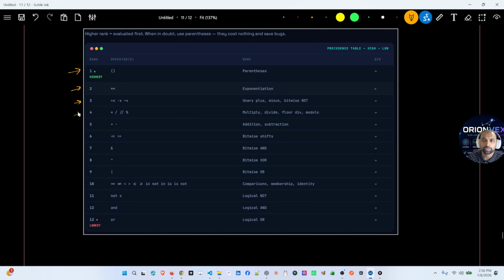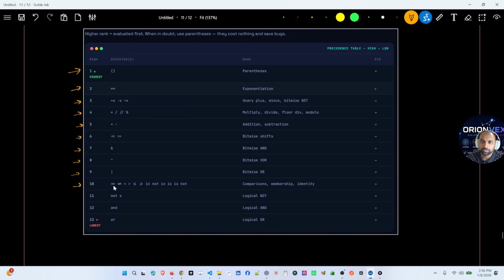The fourth one goes to arithmetic operations like multiplication, division, modular division, or floor division. The fifth one goes to addition and subtraction. The sixth is bitwise left shift and bitwise right shift. Then the seventh is bitwise AND. The eighth is bitwise XOR. The ninth is the bitwise OR operation.